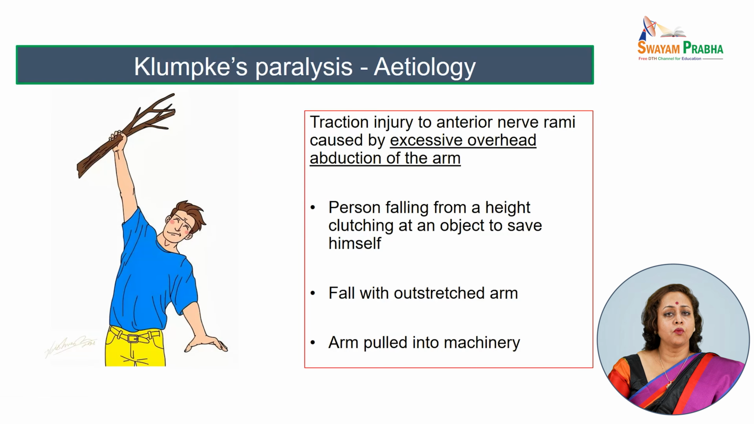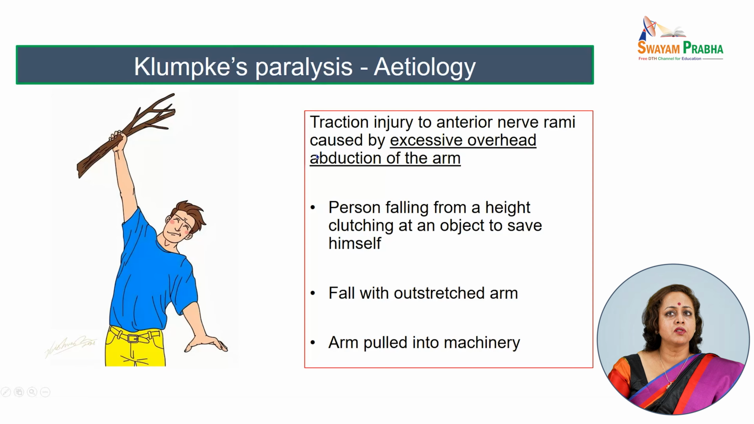What is the cause, or the etiology, of this Klumpke's paralysis? Basically, it is a hyperextension or hyperabduction of the shoulder joint. For example, a person in our case series falls off a cliff and tries to prevent his fall or break his fall by clutching any object. In this case, he's clutching a branch of a tree to stop his fall, and his shoulder is getting abducted excessively from the trunk.